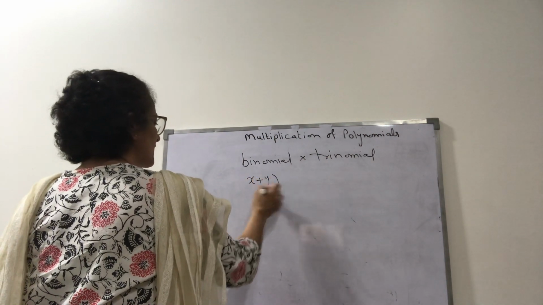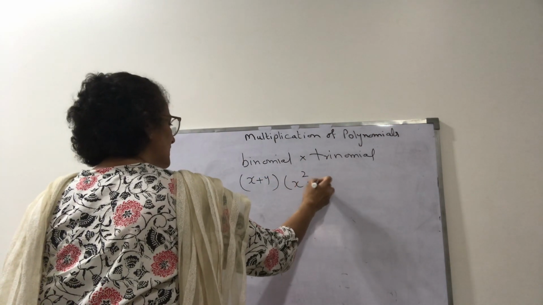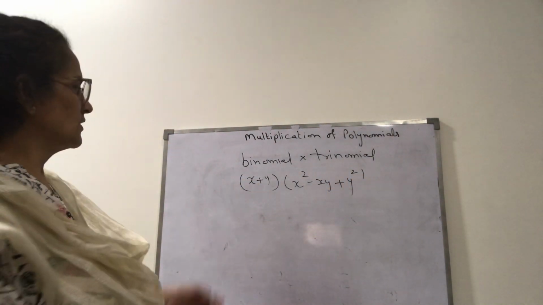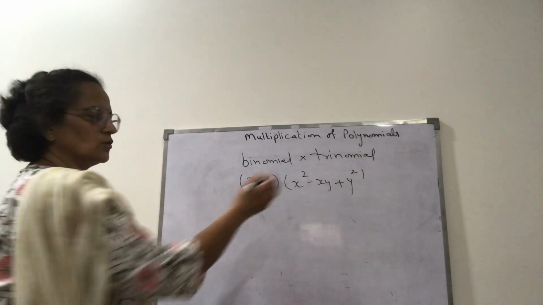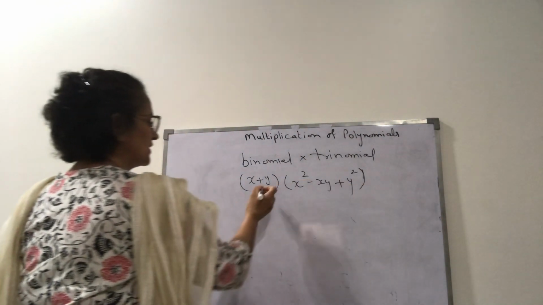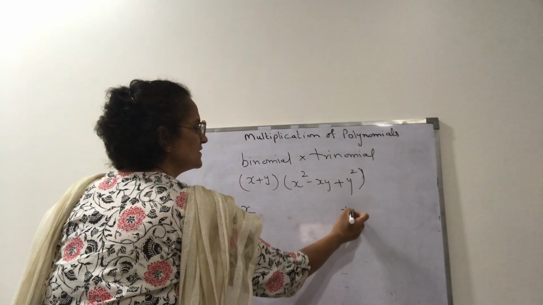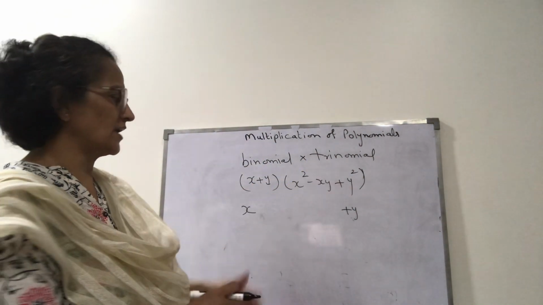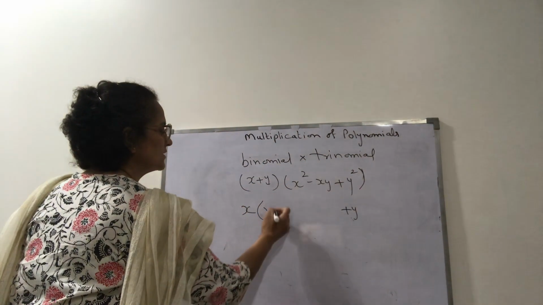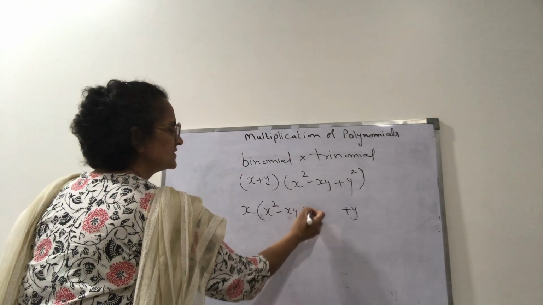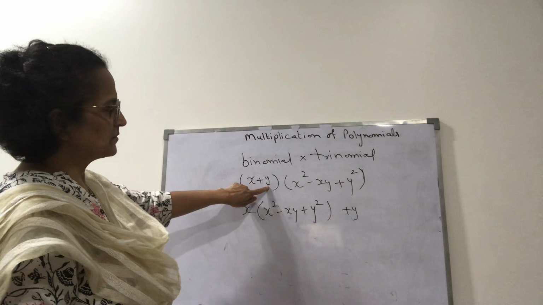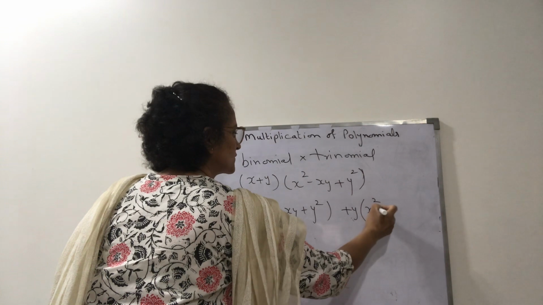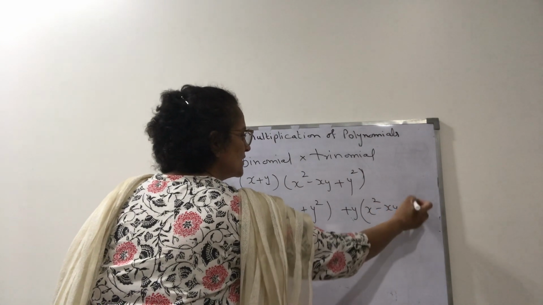X plus y and x square minus xy plus y square. So first thing is, you open up any one of the brackets. I am opening this x plus y. This x gets multiplied with the second bracket, so we copy the second bracket, plus y square, and this plus y also gets multiplied with the second bracket. So we get x square minus xy plus y square.